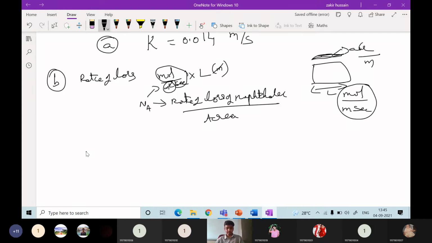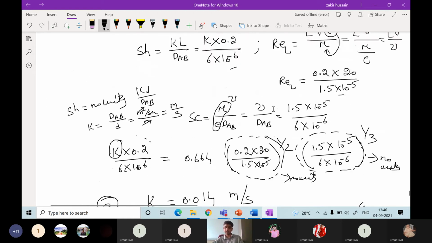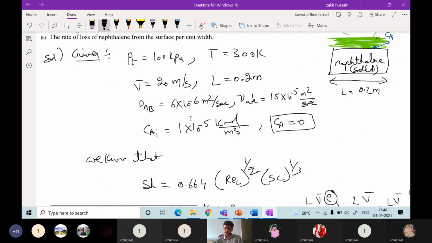That is, we can define N_A is equal to K into C_Ai minus C_A. K we just now found out, 0.014, into C_Ai, the interfacial concentration they have already provided, 1 into 10 power minus 5. C_A is 0.